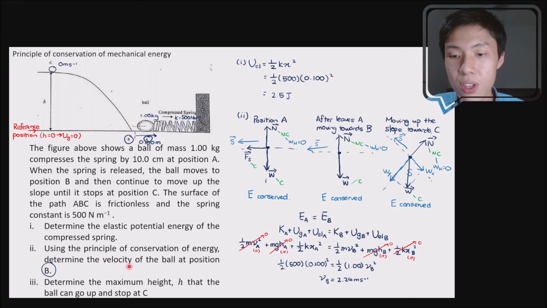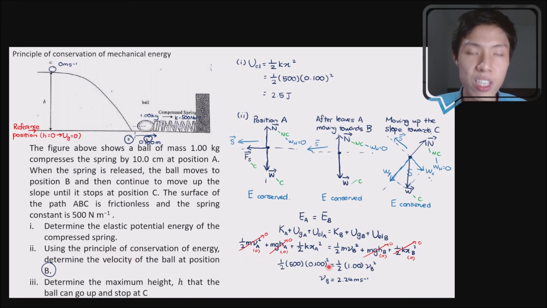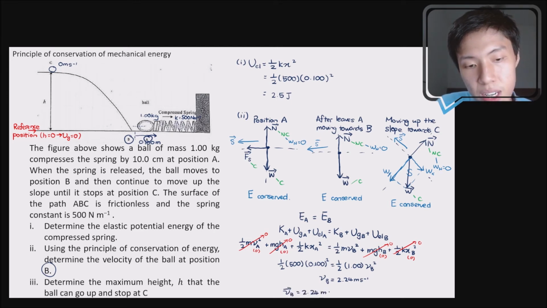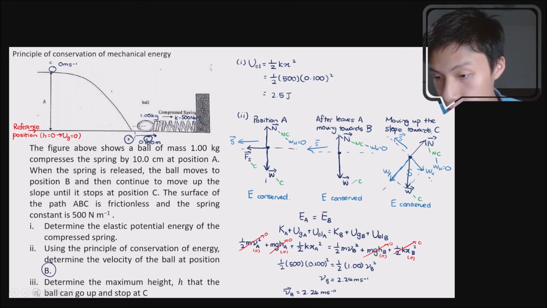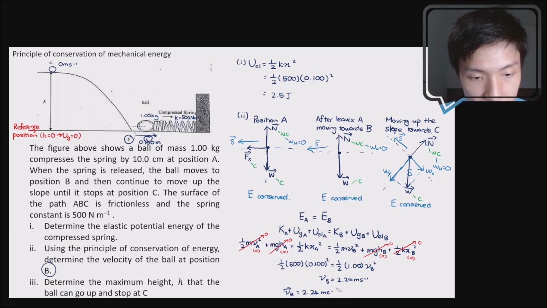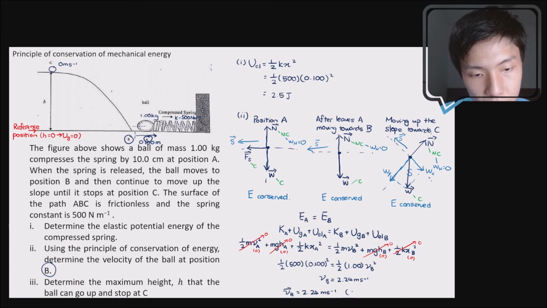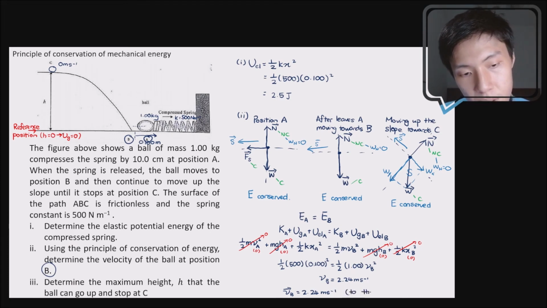But since they ask for the velocity of the ball, if you give only speed, you might feel a bit insecure because it didn't include the direction. So you can include the direction. You say V at point B equals 2.24 meters per second, and the ball is still moving to the left. So you can write moving to the left. Okay, nothing too complex until now.